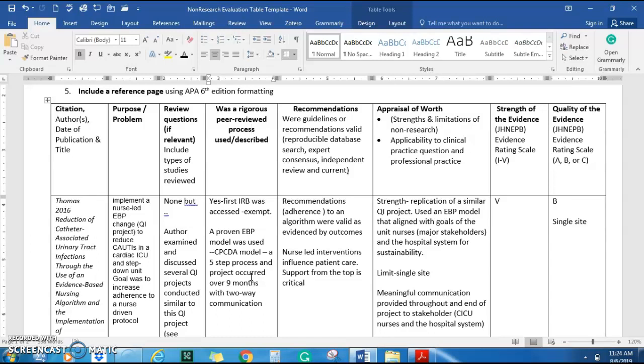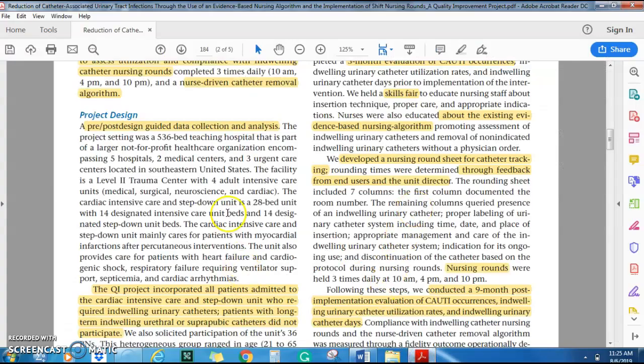There was two-way communication throughout this whole 9 months that they designed and implemented this project. So to me that was very important because they knew who their stakeholders were. They identified them in the article, and then they went back and they really talked about that two-way communication. Okay, and let me kind of go there.